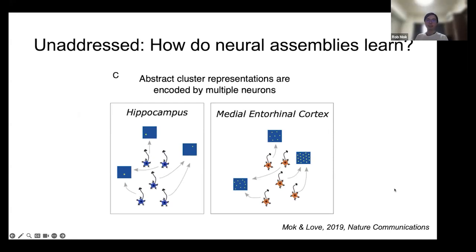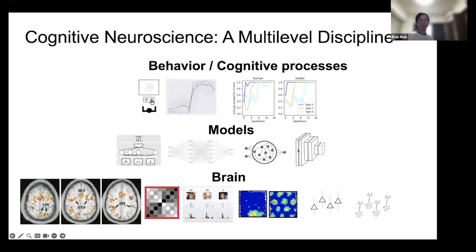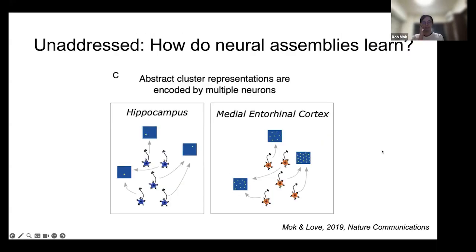So one thing that we didn't address is how neural assemblies learn. That is, the clusters are kind of these abstract things that might be encoded by a bunch of neurons. And we kind of wave our hands a bit in this paper and say, oh yeah, we have a cluster here and maybe multiple cells that encode it, right? So yeah, in the next part, we basically extended this work to make a neural population to try to get at this question.